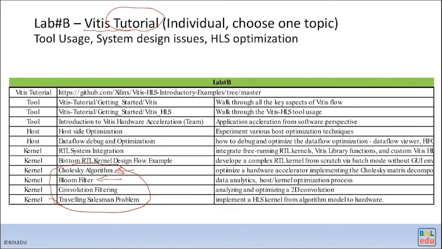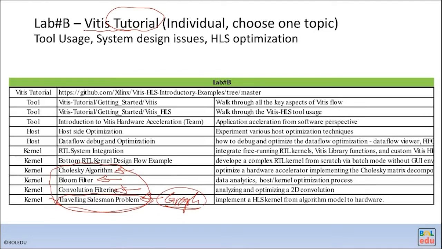Bloom filter is used for data analytics. Convolutional filtering is used a lot in neural networks and video and image processing. And the traveling salesman problem is a graph problem. People use such graph algorithms to do a lot of data mining. So those algorithms are a little bit more complicated, and yet very useful. And you use a lot of high-level synthesis design techniques inside.